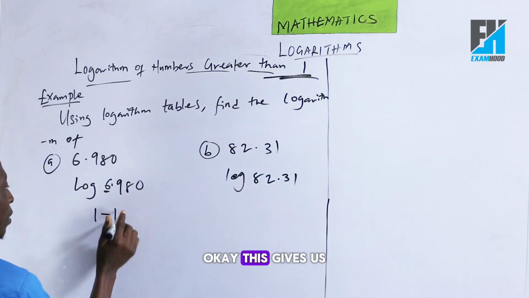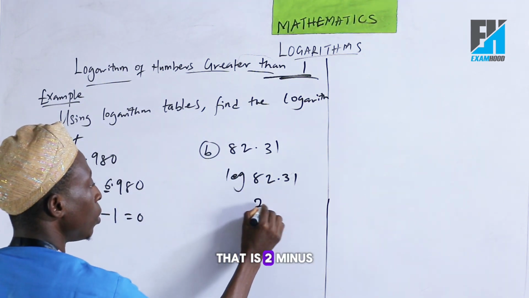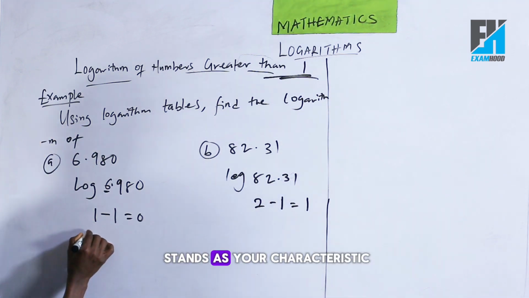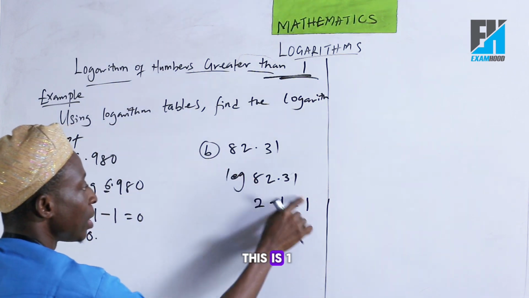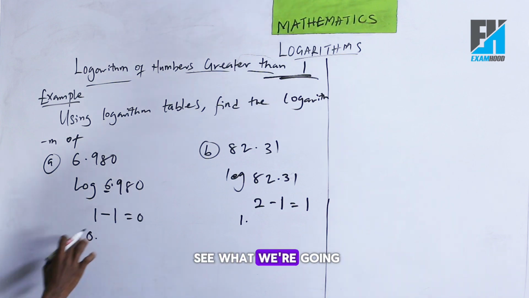Look at this now. Okay, this gives us 0, right? Now look at this. 1, 2, that is 2. Minus 1 gives you 1. So this 0 here stands as your characteristic for your answer. Now this is 1. That is 1 point. So you get to see what we are going to do.